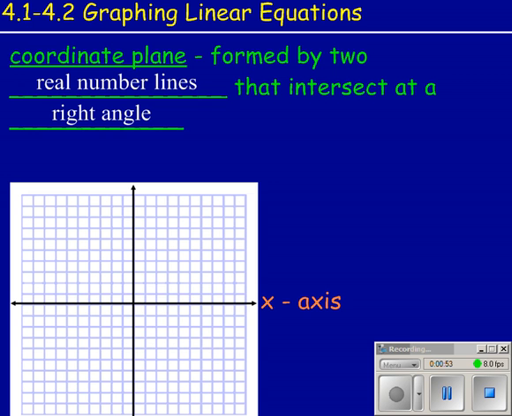Okay, what do we call those two number lines? We give them names. We give them the name of axis. You have an x-axis and you have a y-axis. One thing to remember is we are talking about a two-dimensional plane. We are talking about a flat surface. We are not talking about three-dimensional. So right now we're talking about two-dimensional.